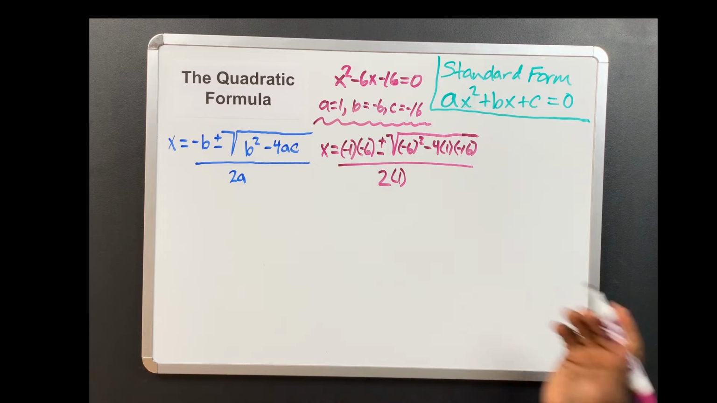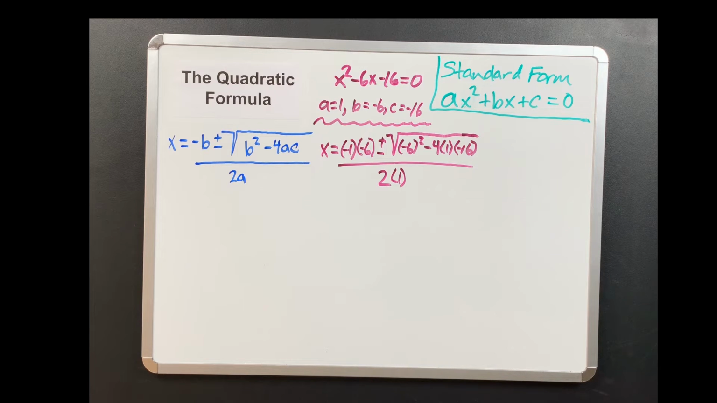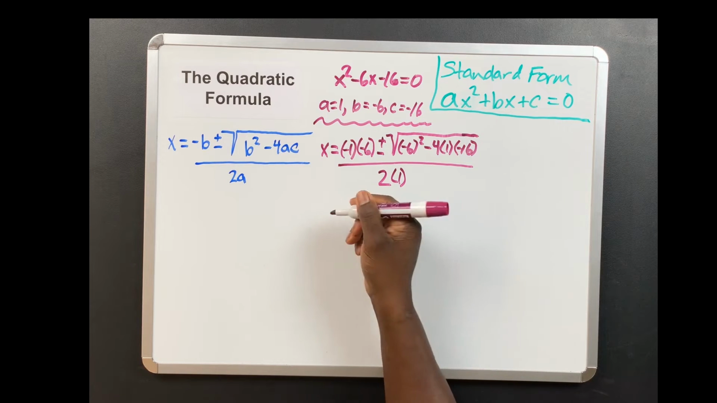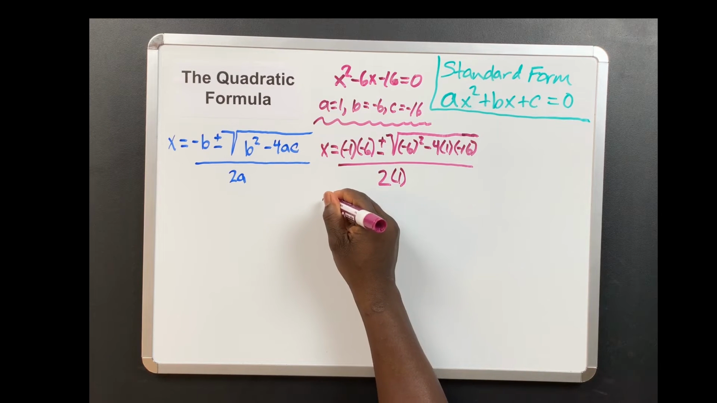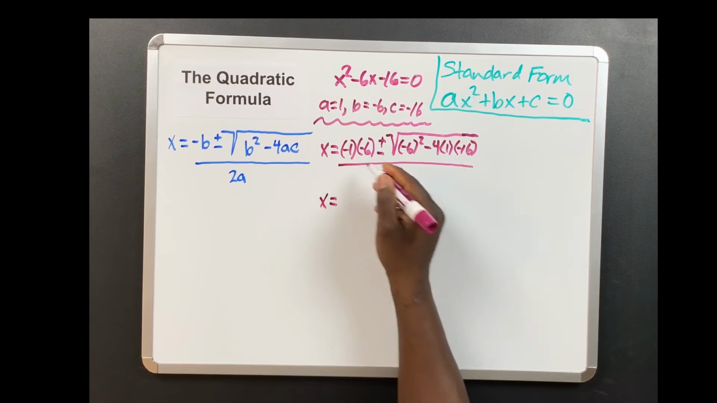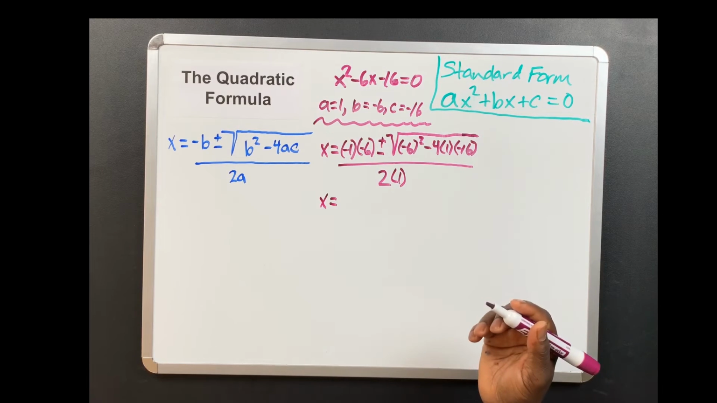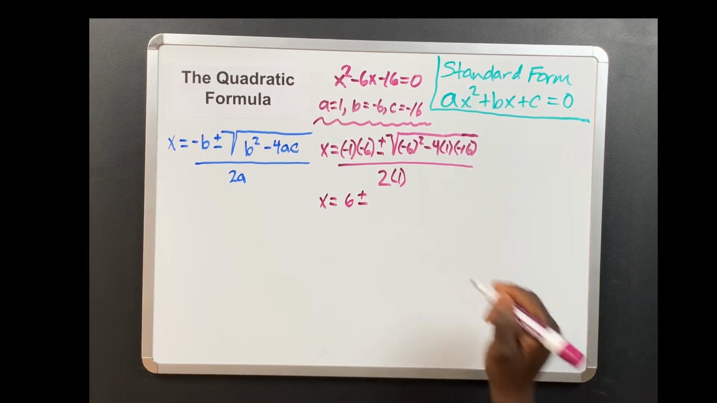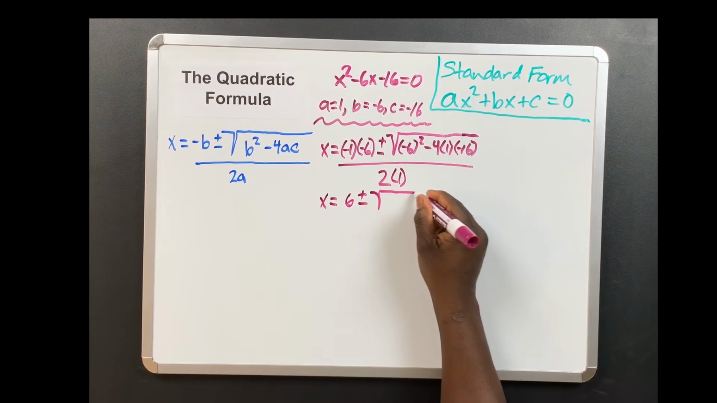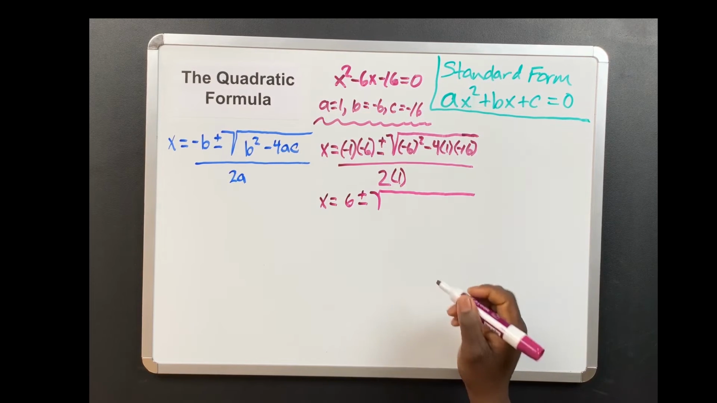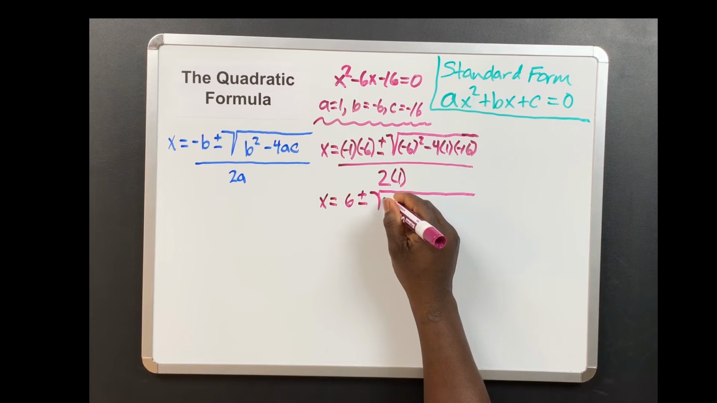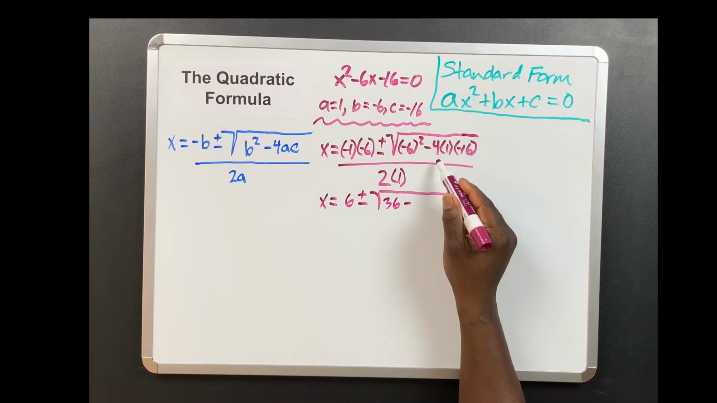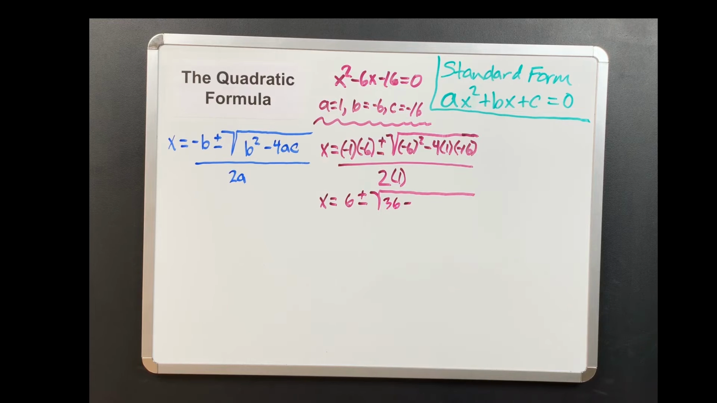Now it's just a matter of simplifying everything, but there's a way you have to do it so that your work is clear. So let's get started. We have x equals negative 6 times negative 1, which is a positive 6. So we have 6 plus and minus the square root of negative 6 squared. You're right, it's 36. Minus 4 times 1 times negative 16.